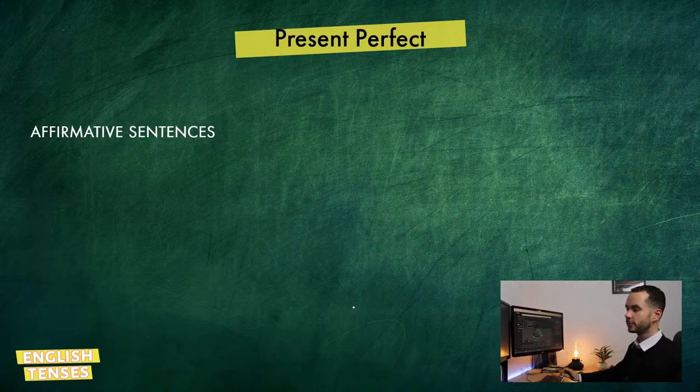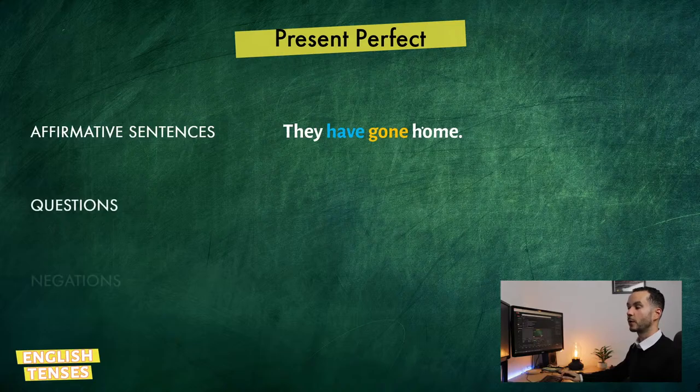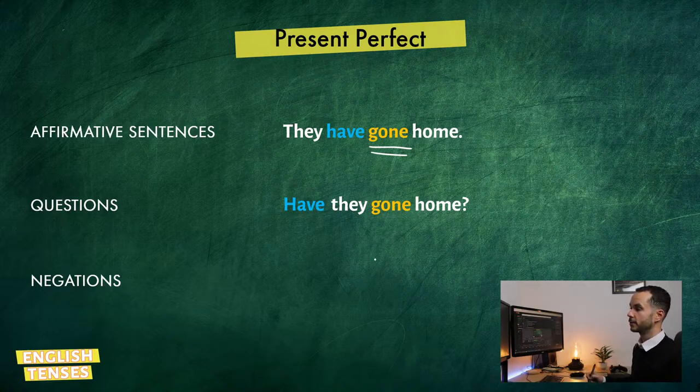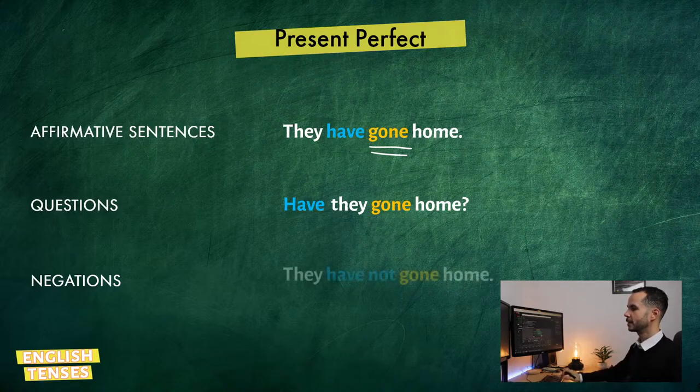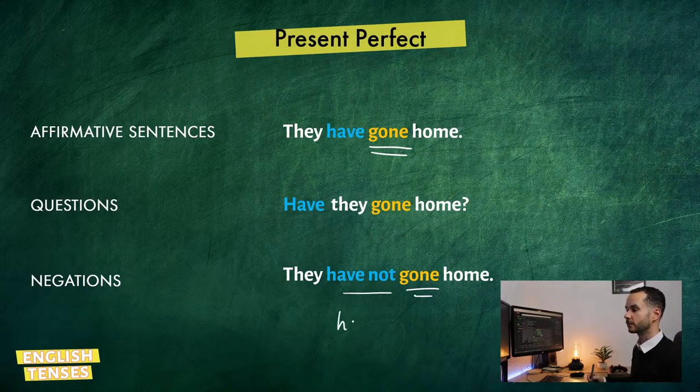Another set of examples, affirmative sentences: they have gone home. Questions: have they gone home? Again, to go is an irregular verb, so that's why we don't say goed, but gone. And negations: they have not gone home. Again, you can say haven't.